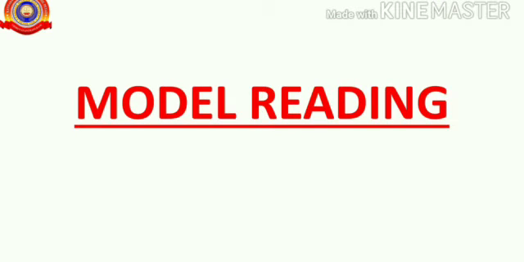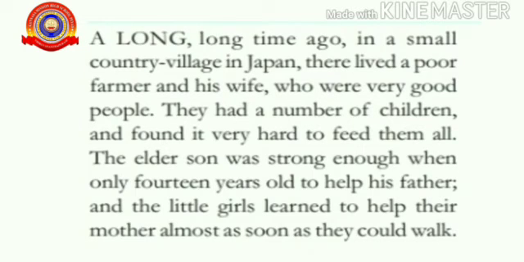Now we will have a model reading of the text. Listen carefully. A long time ago, in a small country village in Japan, there lived a poor farmer and his wife who were very good people. They had a number of children and found it very hard to feed them all. The elder son was strong enough when only 14 years old to help his father, and the little girls learned to help their mother almost as soon as they could walk.